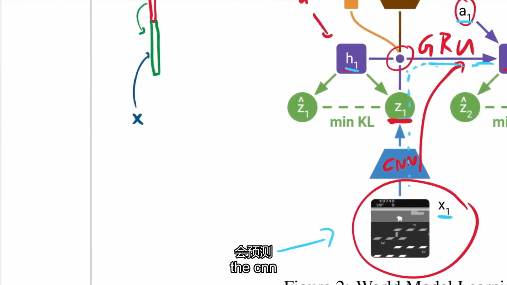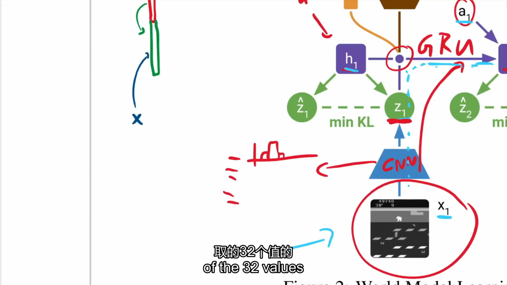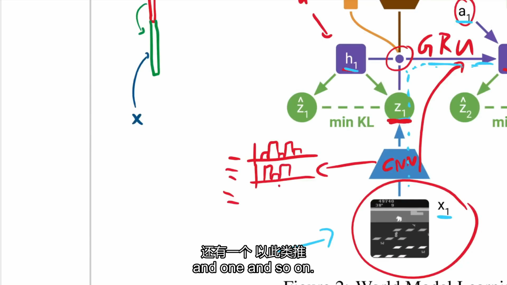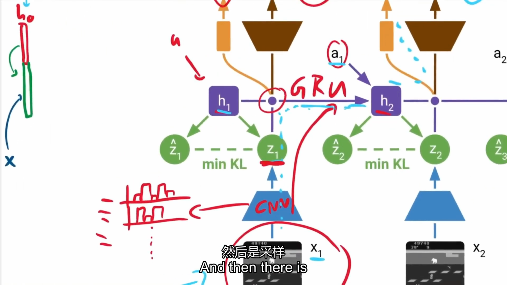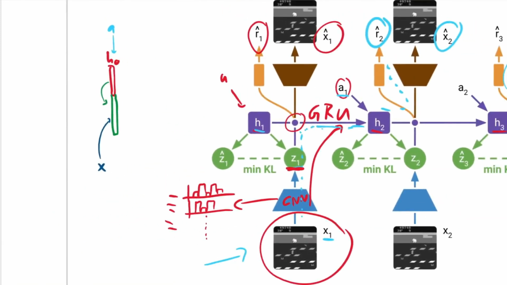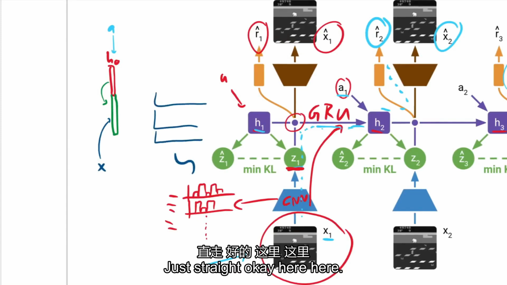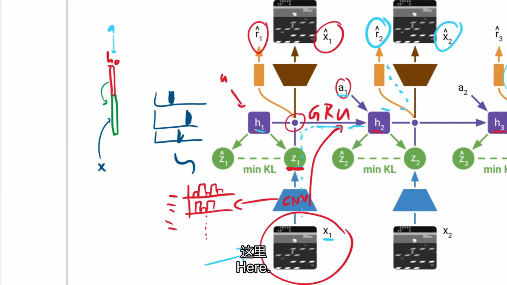So what actually happens is the CNN is going to predict a distribution. For each of the 32 variables, it's going to predict a distribution over the 32 values that variable could take. Okay, it's going to predict 32 distributions of that, and then there is a sampling step. This is the sign for sampling, and that gives you not 32 distributions, but 32 straight values. So this is why it's called the stochastic part.